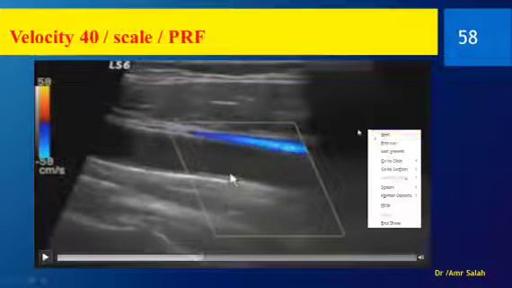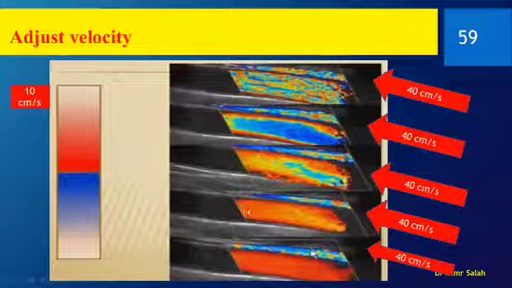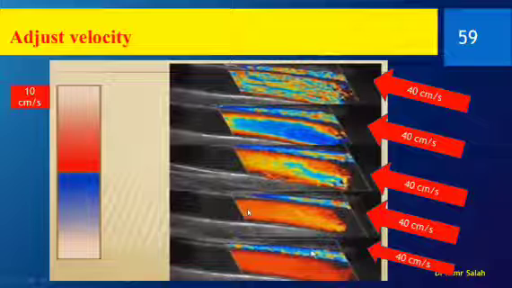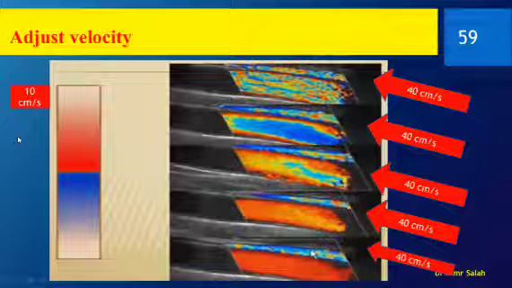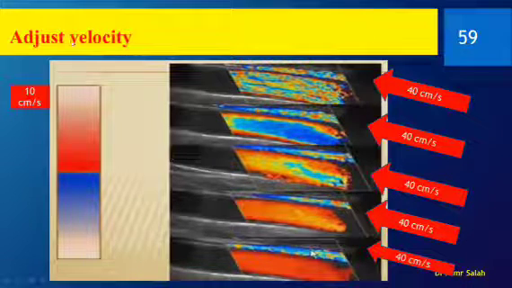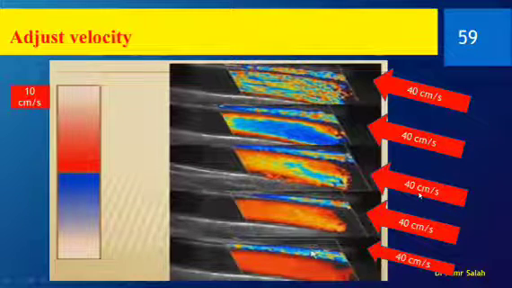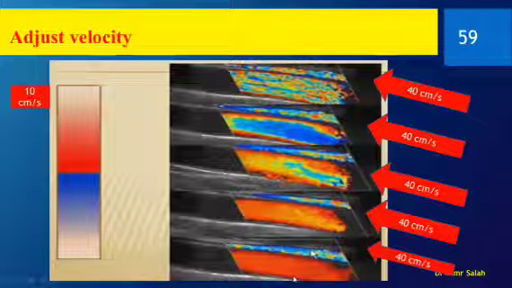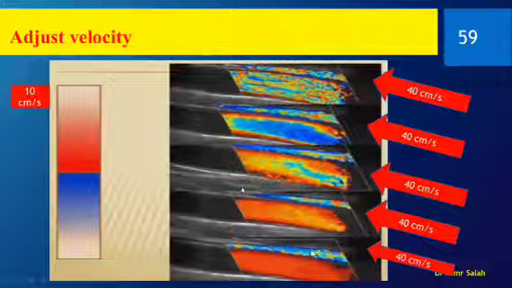So let's see. This example is very, very important. This is the detailed explanation of the video you've already seen. We're going to analyze it, and this is really very important. This is going to teach you how to adjust your color, how to control your color. In these 5 scenarios, the vessel is the same and the velocity is 40.